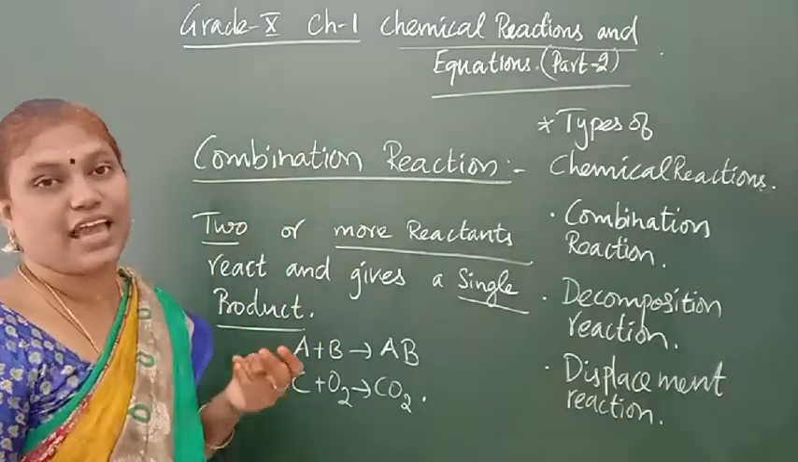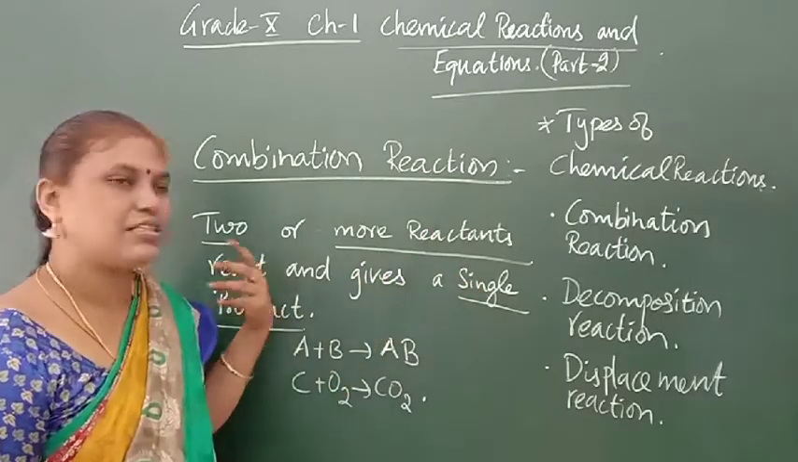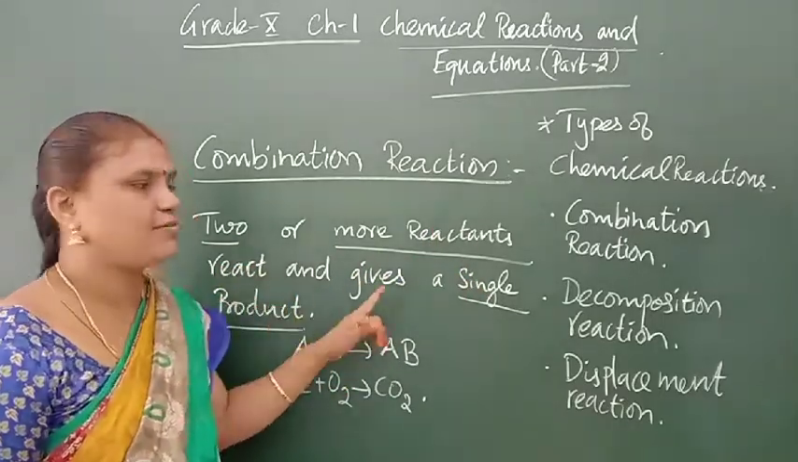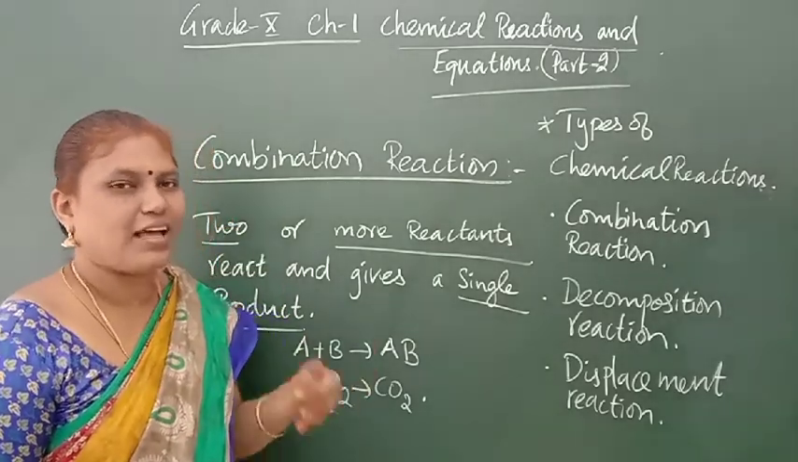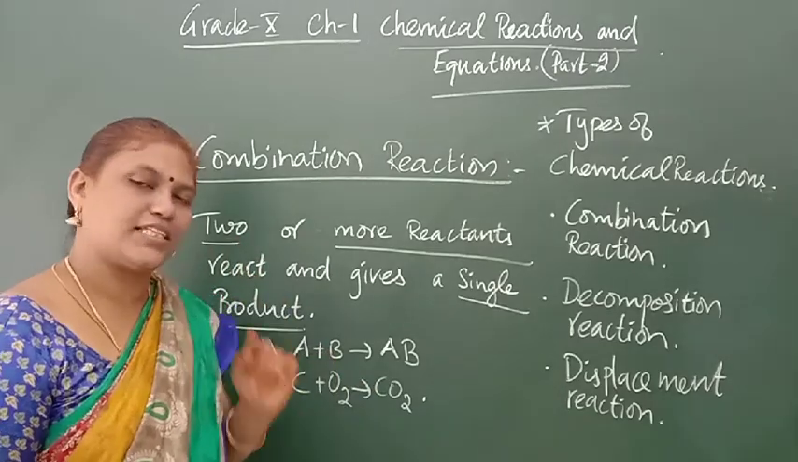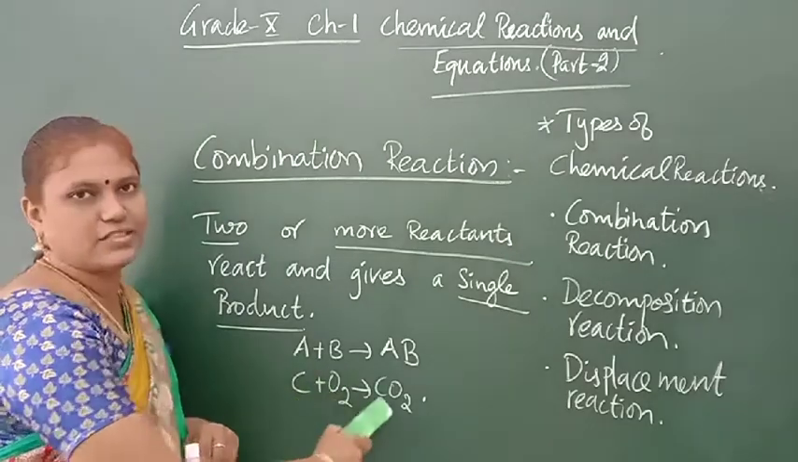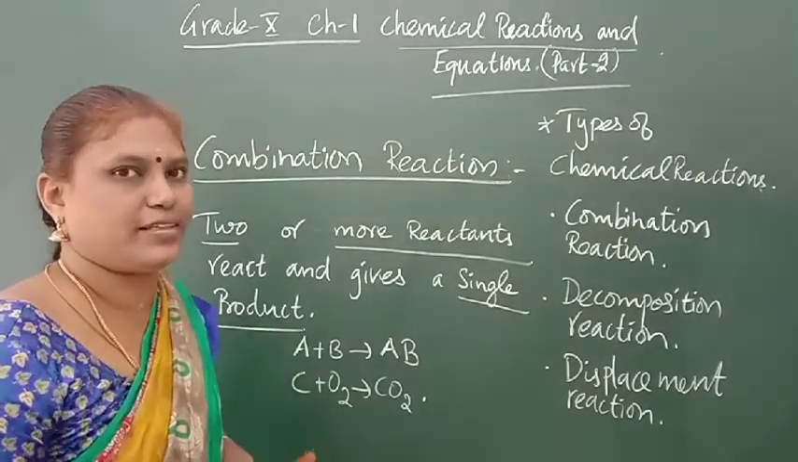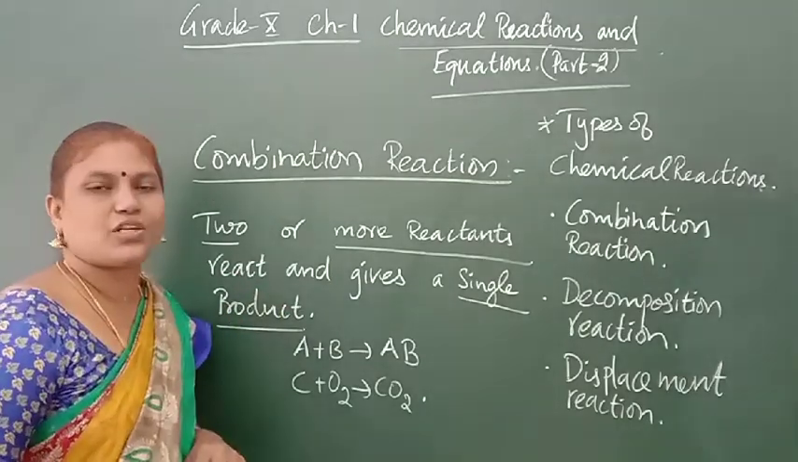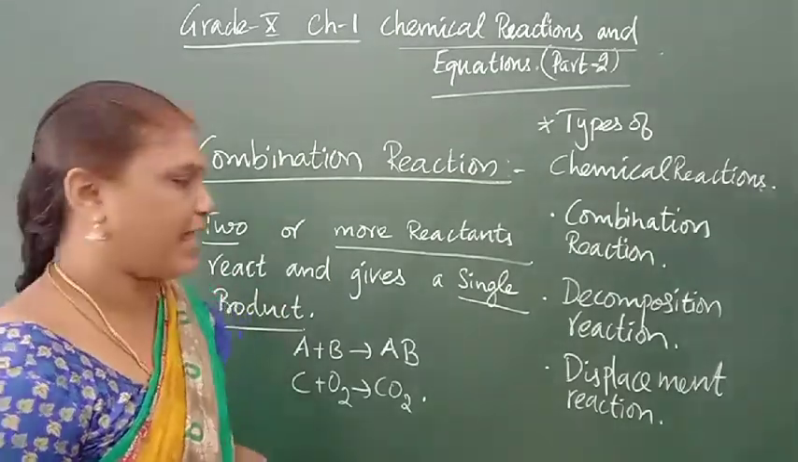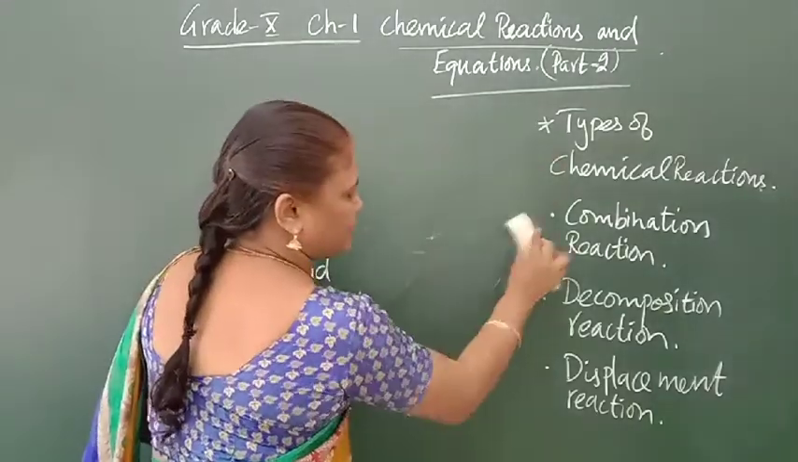In a combination reaction, 2 or more reactants, or substances, react and give a single product. So 2 or more reactants reacting to give a single product is called a combination reaction. For example, A plus B gives AB. This is just to know it generally. The first example is carbon plus oxygen, which gives carbon dioxide. This is an example of a combination reaction. Let us see some more examples.